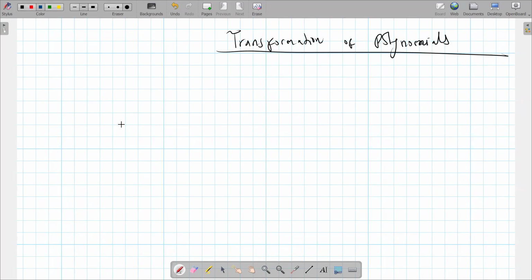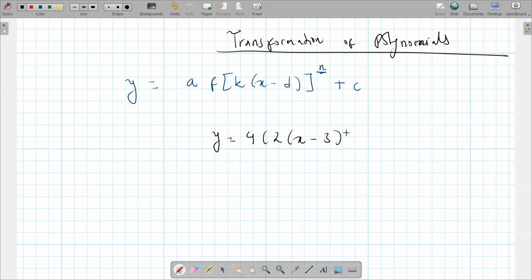Remember, for transformations, we're going to be using the point mapping rule. So the polynomials, for anything, this is the transformation rubric. But the special thing about n is the degree now. The special thing about polynomials, though, is that you can pull the a value out. Check this out. So let's say you have y equals 4 times (2x minus 3) squared plus 8.